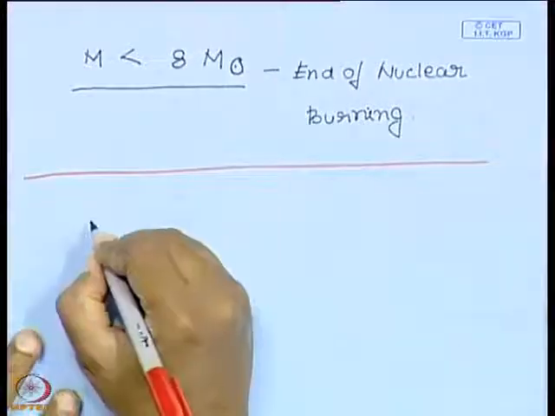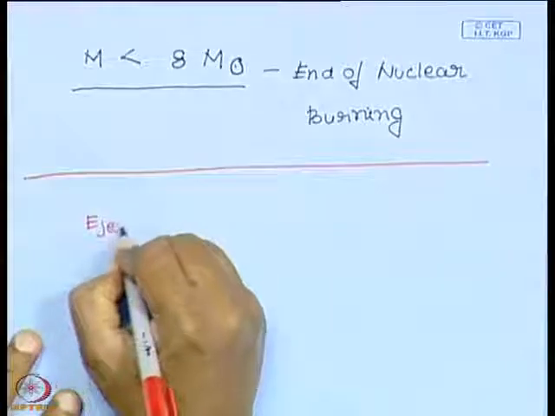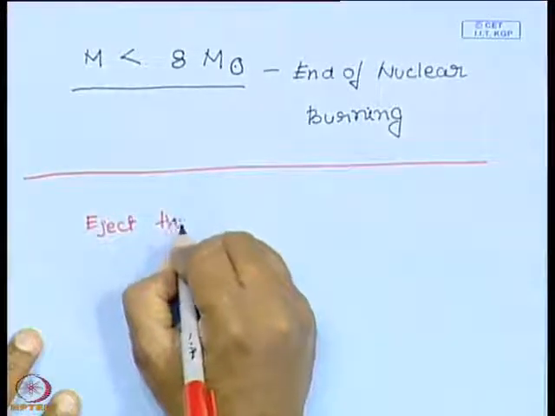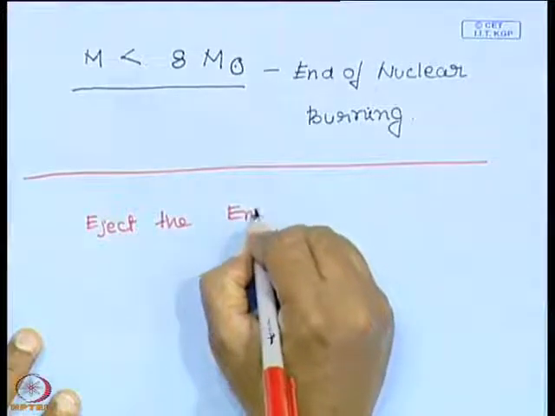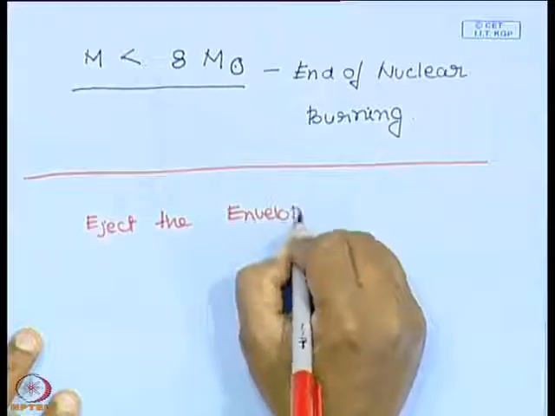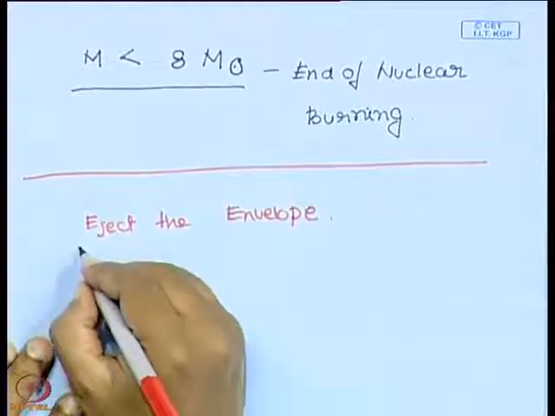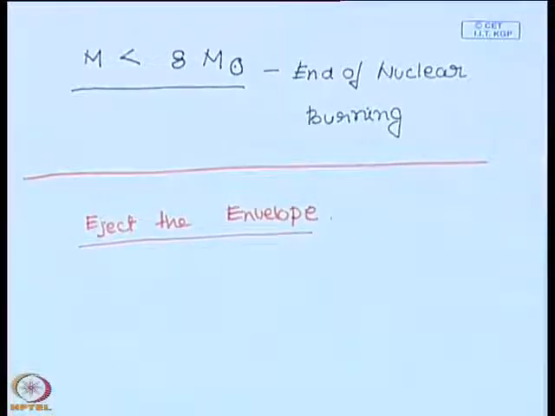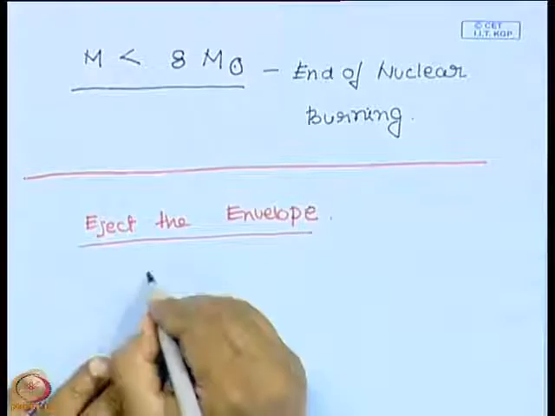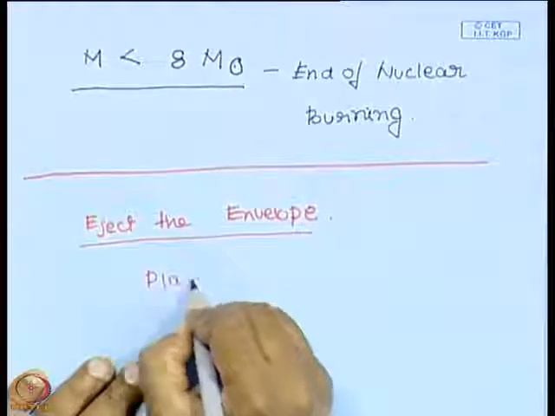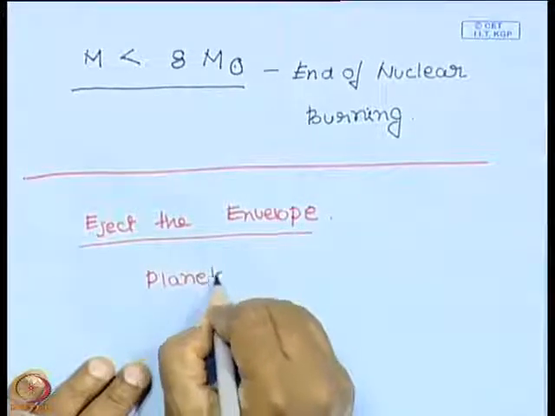And then the energy from the interior, from the core, is adequate to eject the envelope. So the core keeps on collapsing, becomes smaller and smaller, and it ejects the envelope, forming what is called a planetary nebula. These are very beautiful objects seen on the sky.